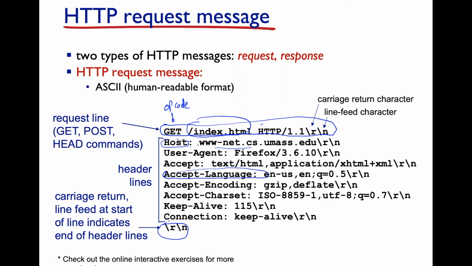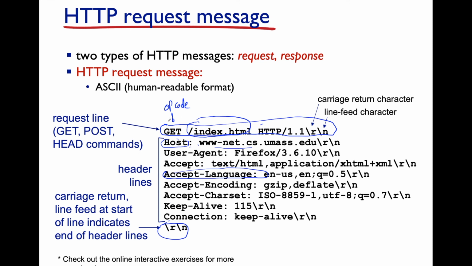Also there is another one, the host, where the content is owned, which is www.net.cs.umass.edu. Likewise, keep-alive says how long to keep the connection open, 115 seconds, and whether the connection is persistent or not. Keep-alive means it keeps the connection alive. It's a persistent connection. All of this controls behavior, but the header lines are informational, and they're useful things that the server can use.